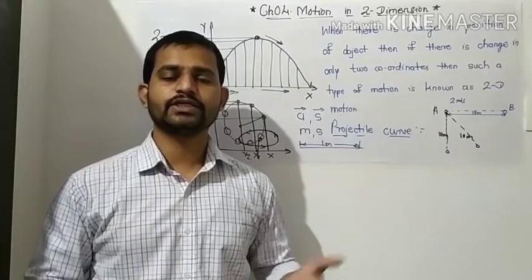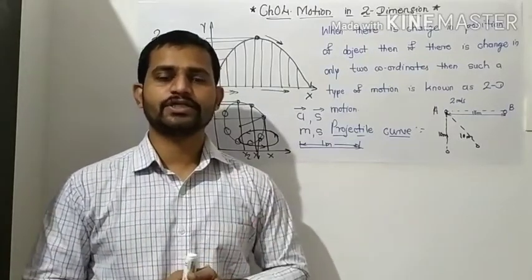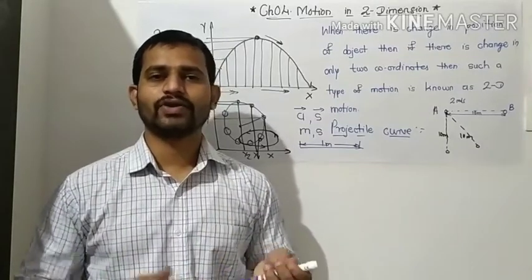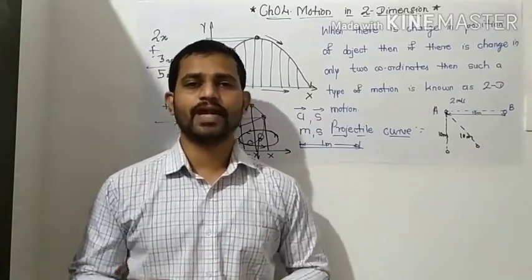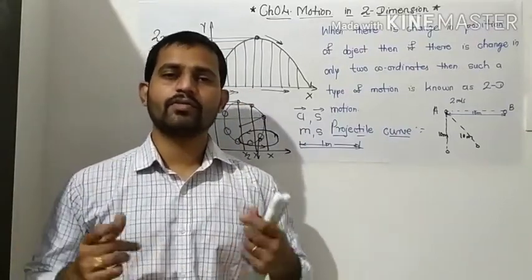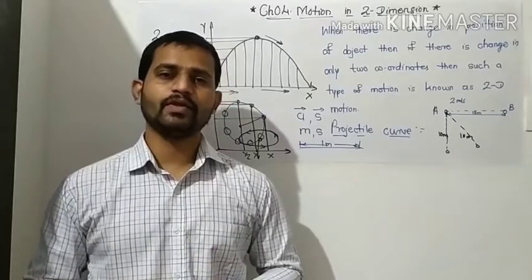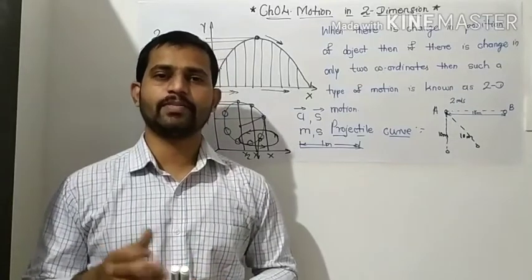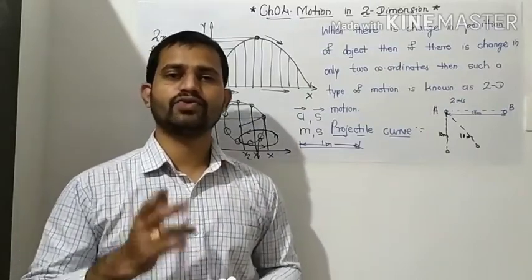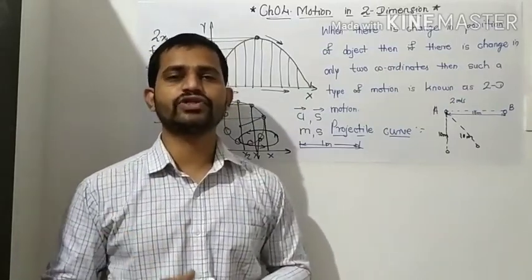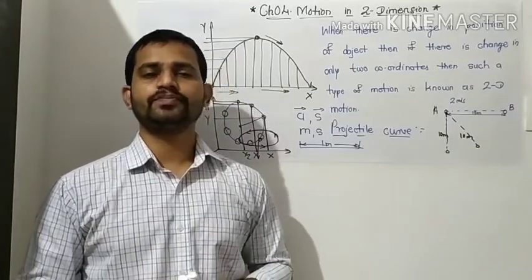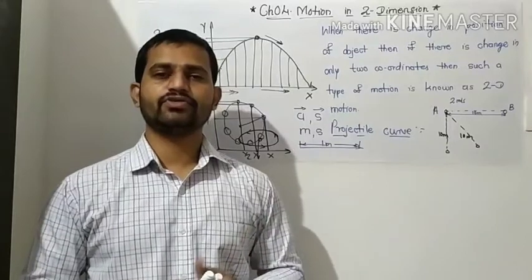Okay, so this is about motion in two dimensions, how motion is carried out in two dimensions, or we can say motion in a plane, or we can say that particular plane is the plane of motion. Whenever we study any particle, we have to see how many coordinates are changing. If two coordinates are changing, then that motion comes under the category of two-dimensional motion. So motion in two dimensions is motion in a plane.